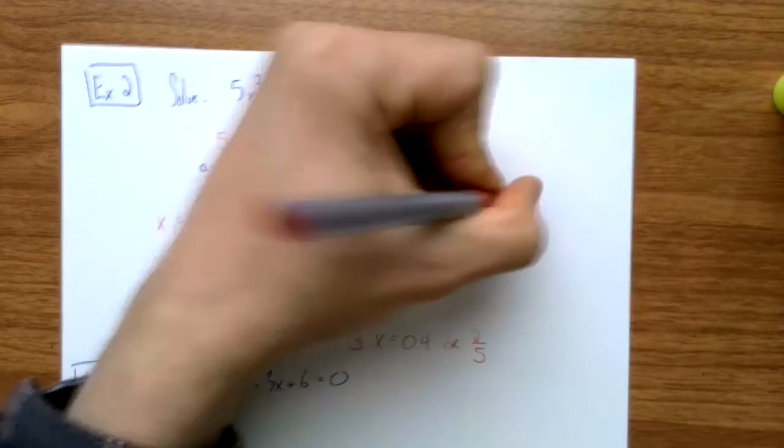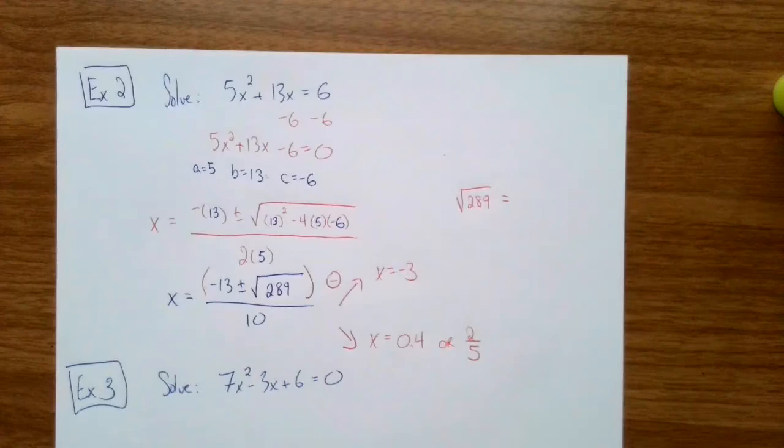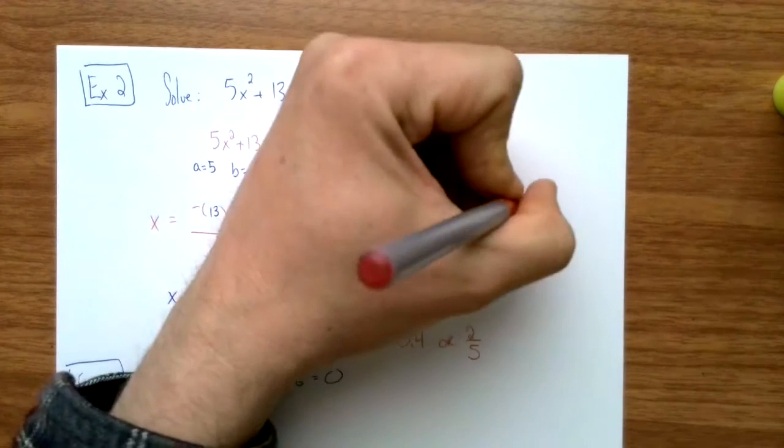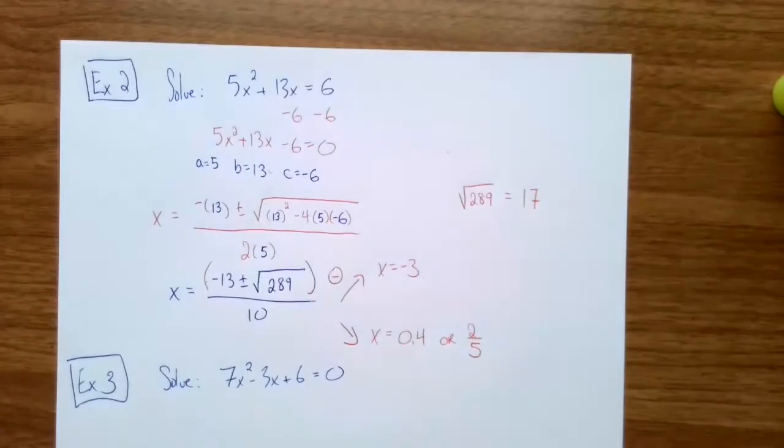Now, the reason why we didn't get a decimal that we needed to round was for the simple fact that the 289 is a perfect square. The square root of 289 is equal to 17. And so that's why we didn't get a decimal that we needed to round, or why we didn't get an irrational answer. Okay.